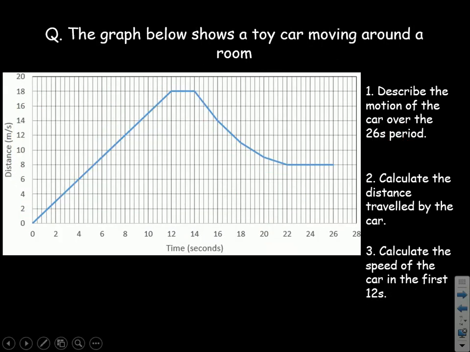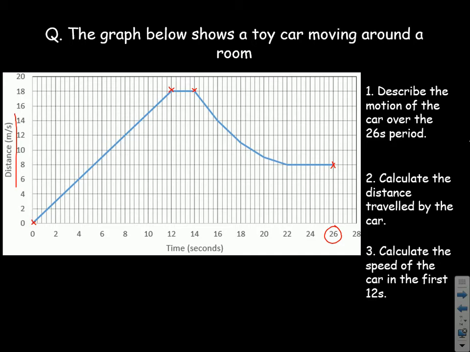So we have the graph below shows a toy car moving around a room. So once again, I'm going to have a look at my axes, and I can see that it is distance again. So this is again a distance time graph, and this one I'm going to do a little bit faster. So describe the motion of the car over the 26-second period. So let's have a look. 26 on the bottom is here. So yep, once again, they want us to describe the entire journey. So what do we have? Okay, so let's put some crosses on this. So we start there, move up to there, stay there, and then drop down to the bottom.